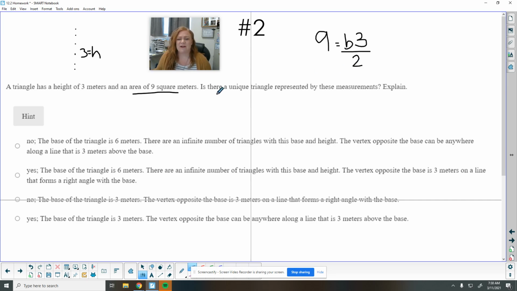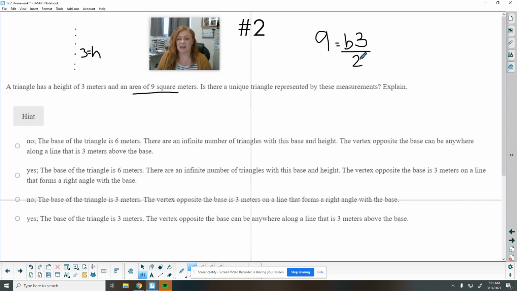So it asks, is there a unique triangle represented by these measurements? So what that means is, is there one specific triangle that this has to be, or can this look like several different triangles? So first let's find what this base is, and then talk about whether there is more than one way this triangle could look. When we're working backwards, we do everything backwards and opposite. Normally we would do base times height, divide it by 2, so we want to do the last thing first.